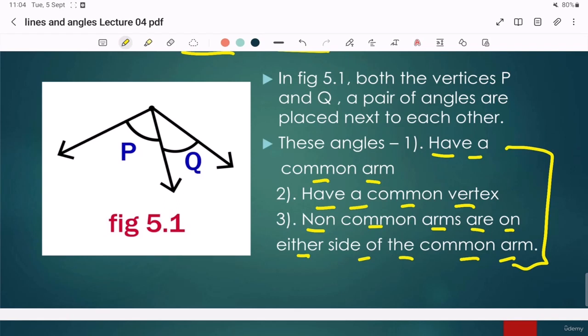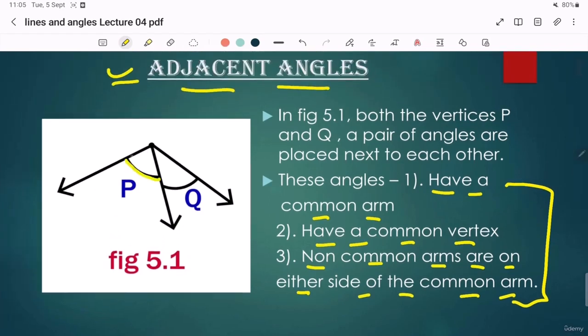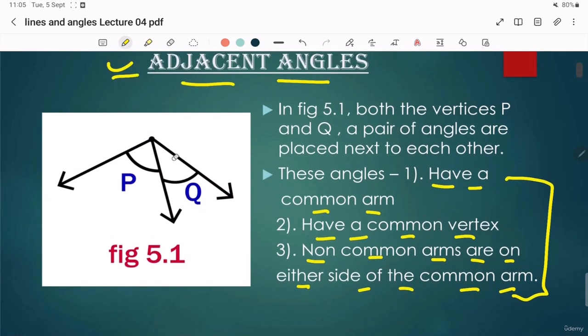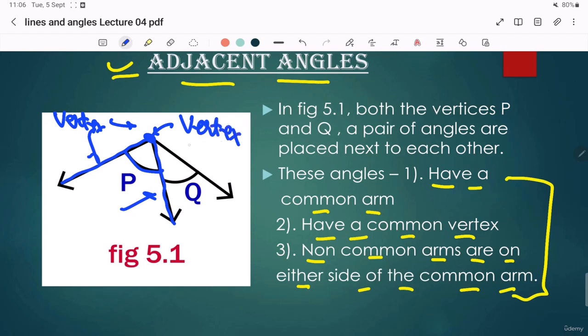Now let's understand with some example. We have two angles, this is angle P, and this is angle Q. Now they have a common vertex. This line is meeting at this point, so this is a vertex. Now see angle P. This line and this line is meeting at this point. So this is a vertex of angle P. And this is also a vertex of angle Q. Both angles have a common vertex.